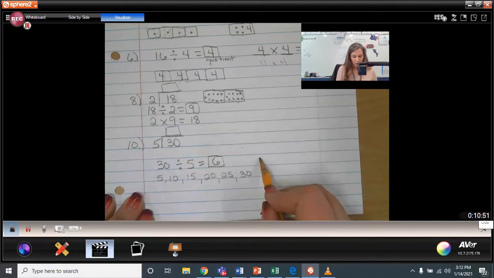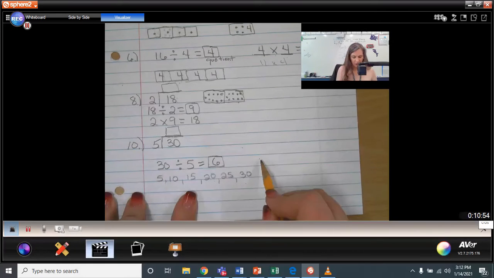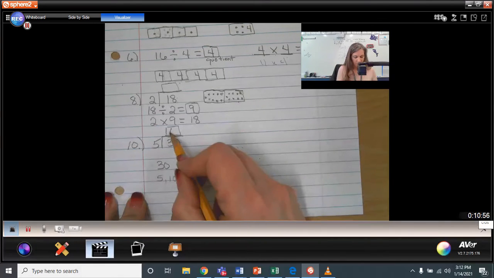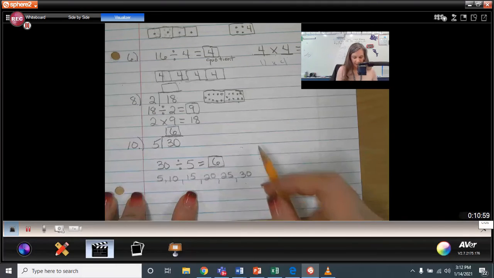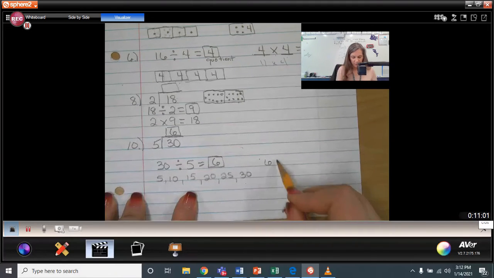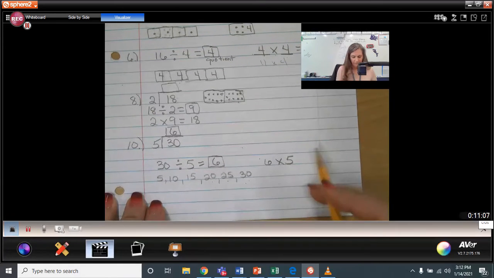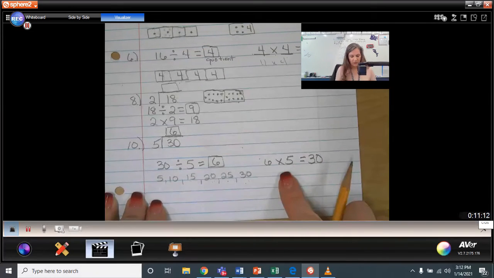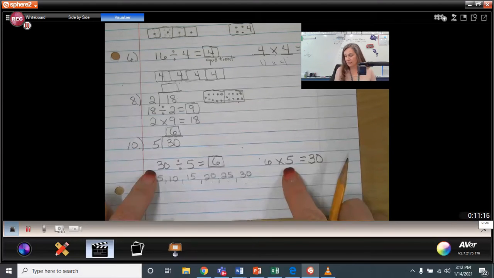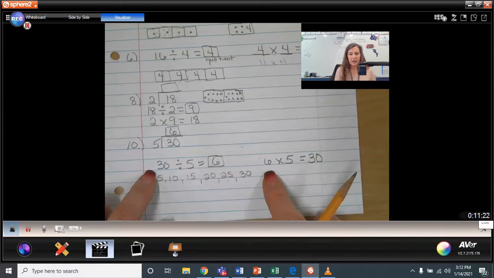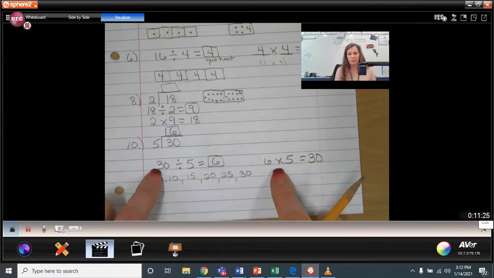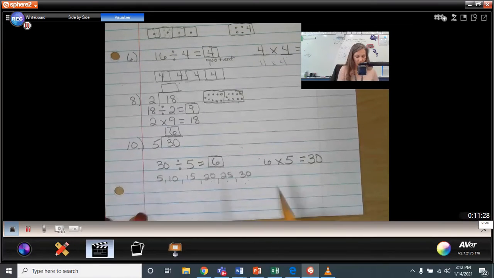I can use multiplication to check my division. So I'm going to put my quotient there. If I have 6 groups of 5, 5, 10, 15, 20, 25, 30, I can use skip counting to check my multiplication, and this would be part of the fact family. Now, it doesn't say to do a fact family, so I'm just going to use this as checking my division by using my multiplication. So that was number 10.